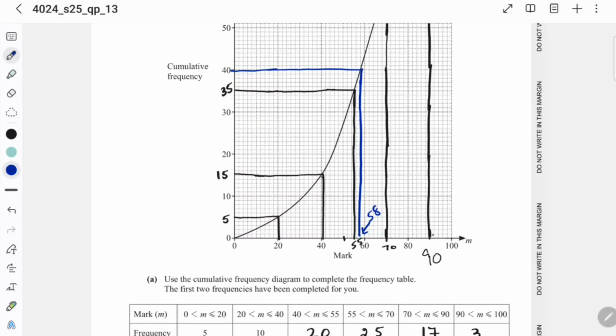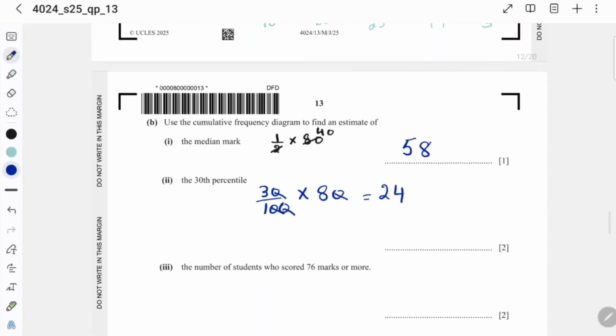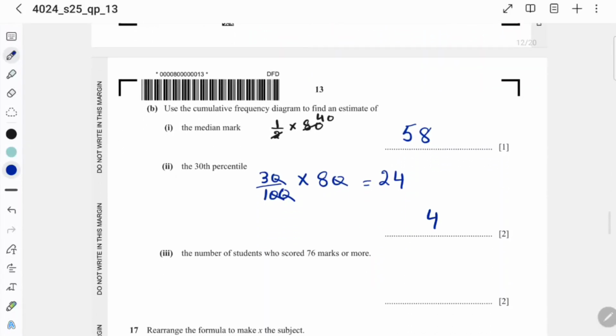So above 20, the fourth box, because we have 10 boxes in between. So it is 24. This is again one box behind 50, because this is 50. You can see it's reaching till here. So that is 48 is your 30th percentile. Okay. Now we are coming to the numbers of the students who scored 76 marks or more.